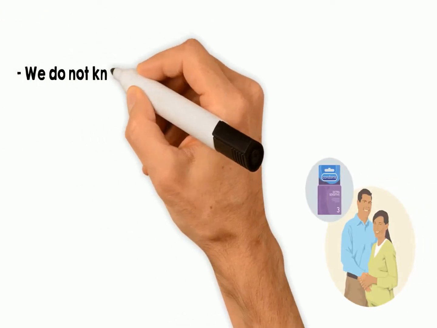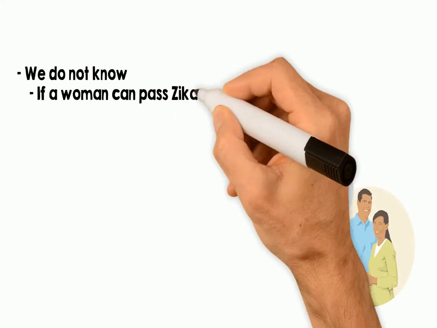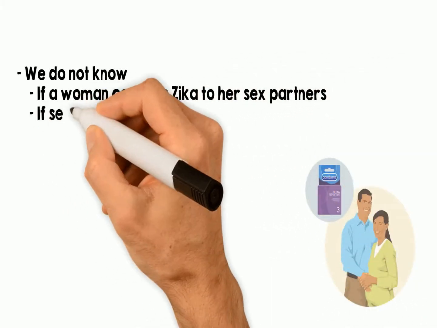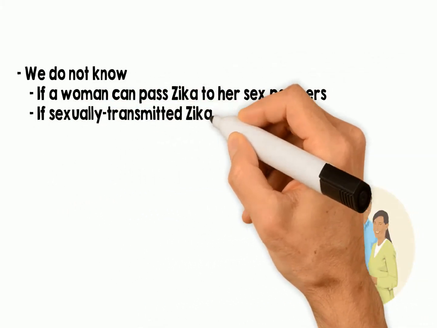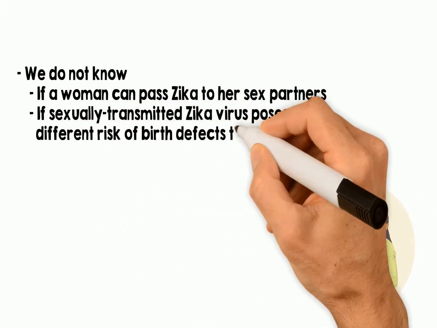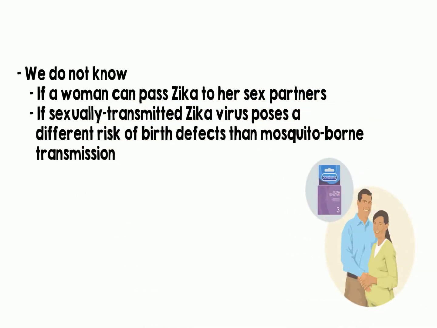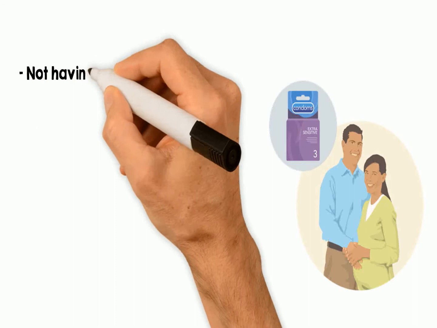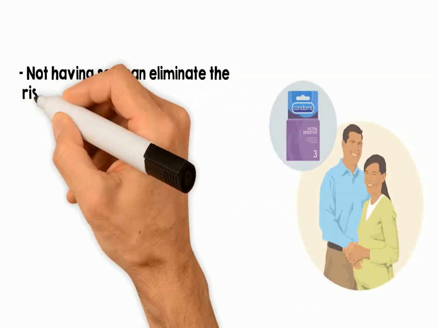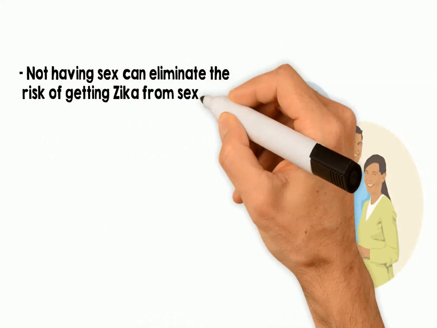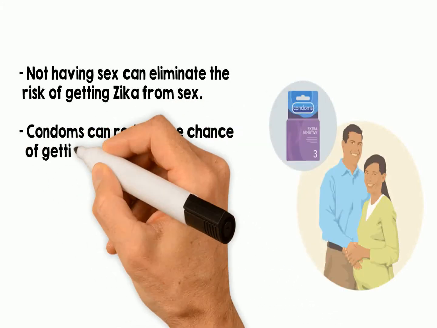We do not know if a woman can pass Zika to her sex partners. We also do not know if sexually transmitted Zika virus poses a different risk of birth defects than mosquito-borne transmission. Not having sex can eliminate the risk of getting Zika from sex. Condoms can reduce the chance of getting Zika from sex.